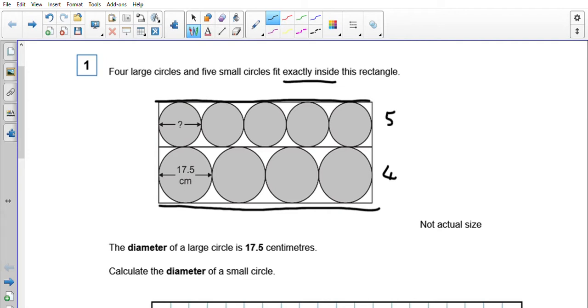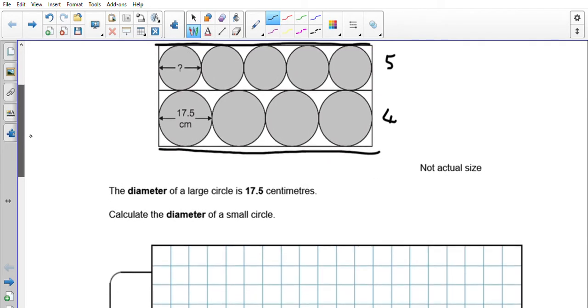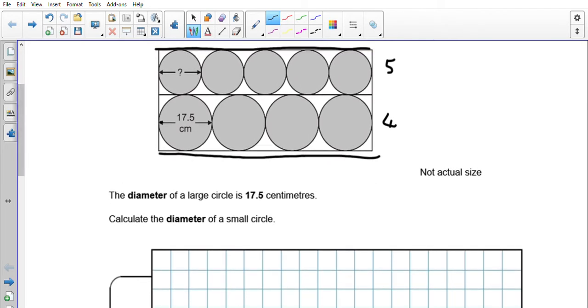Okay, so the diameter of the large circle is 17.5 centimetres. Diameter is the distance from one edge to the other edge through the centre of the circle, so it's exactly how wide a circle is. It says here, calculate the diameter of a smaller circle, so I need to work out this one. Because it's not drawn to scale, I can't use a ruler, so I'm going to have to use some maths.